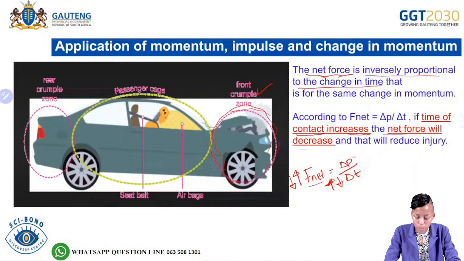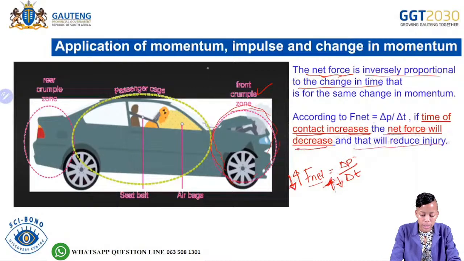So if the time of contact increases over here, it means that the net force will do what? The net force would decrease. And then if the net force decreases, that will reduce the what? That will reduce the injuries that are going to happen to the passenger.